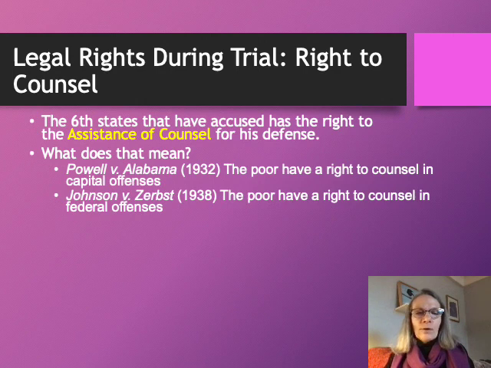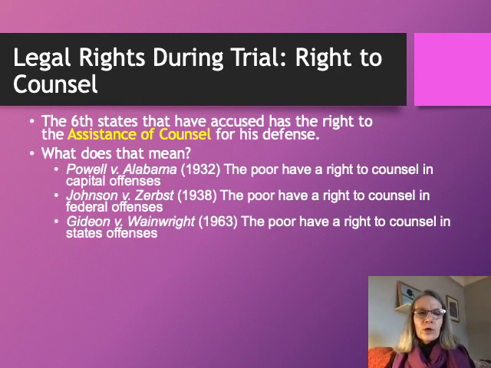Then the court moves on from there, expanding it a couple of years later in 1938 in the case Johnson versus Zerbst. And in that, they said that any poor person has the right to counsel, but only in federal offenses. Okay, so it's sort of like, if you're charged with a federal offense, then the poor have a right to counsel, regardless of the seriousness of the offense, right? So it could be for any federal charge.